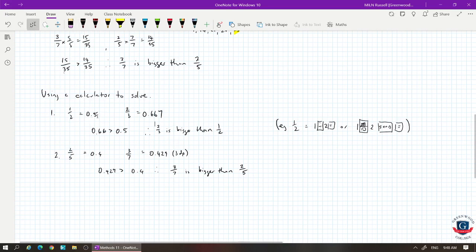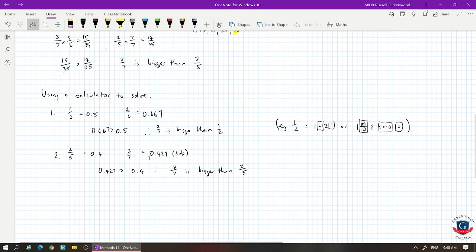Comparing these two, 0.6667 is bigger than 0.5, therefore 2/3 is bigger than a half. Similarly for 2/5 and 3/7. 2/5, if we go 2 divided by 5 on our calculator, will give us 0.4. 3/7, if we go 3 divided by 7 on our calculator, will give us 0.429.